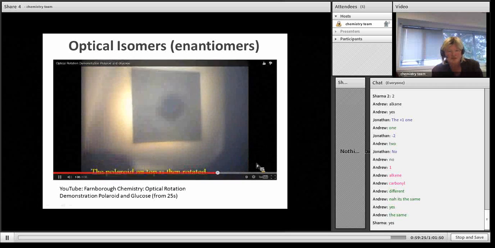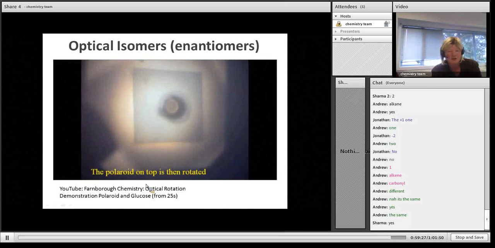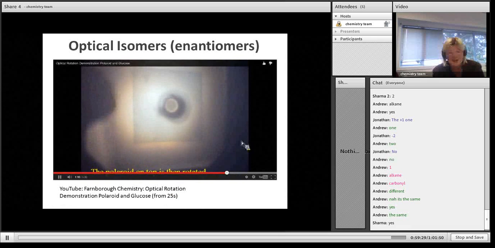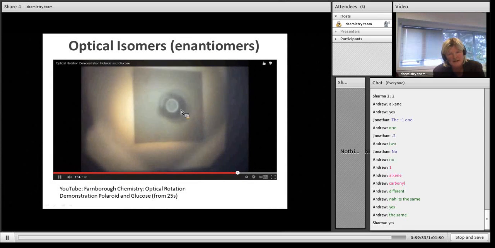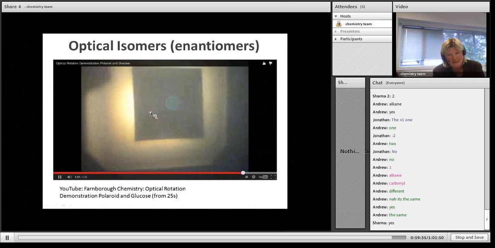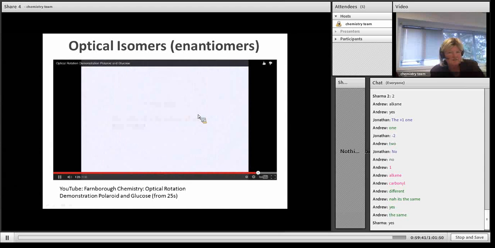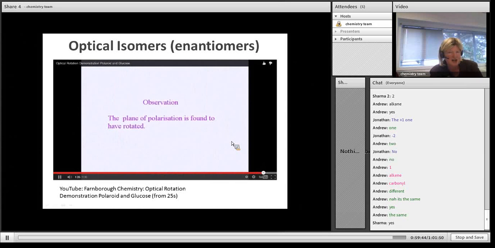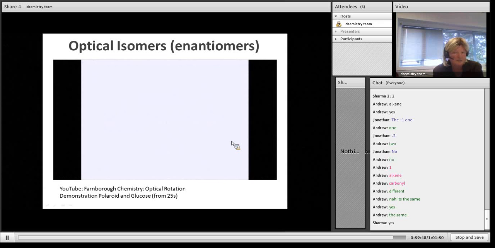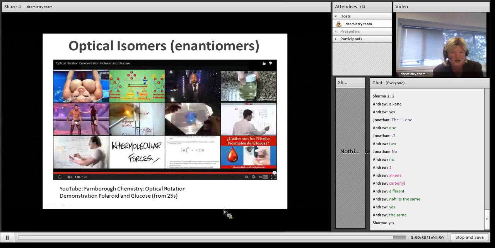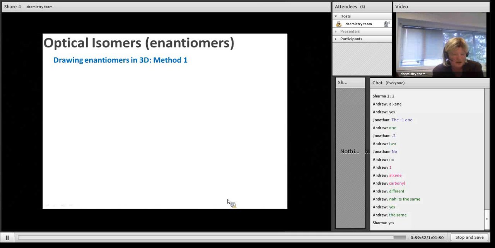If you just go on YouTube, Farnborough Chemistry, can you see they're rotating the plane, but can you see the light still coming through? And can you see the rest of it? It's gone dark, but that's light. And now it's rotating a bit more, and that's gone dark, and the rest has gone light. So it has bent it a little bit. It's changed the plane of the polarized light. So that's what I mean by that.